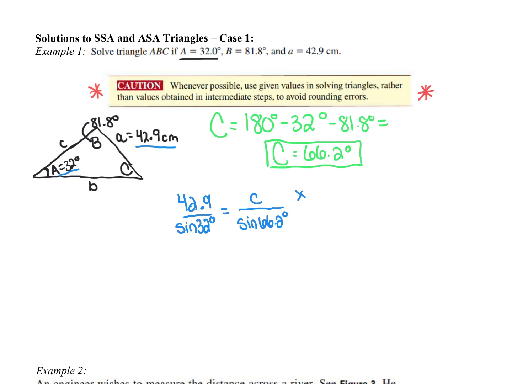This right here is the bare minimum work that I expect you to write on your paper. Bare minimum, absolute bare minimum. I would like it if you wrote one more step, but that is the absolute bare minimum. I'm going to go ahead and cross multiply and then divide. So I'm going to get 42.9 times sine of 66.2 degrees divided by sine of 32 degrees equals C.